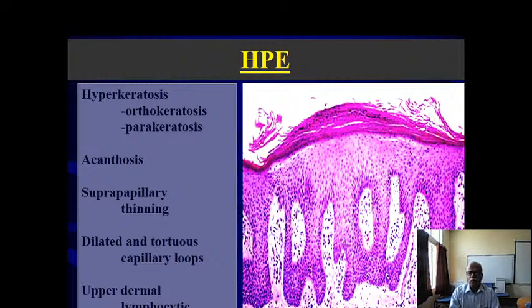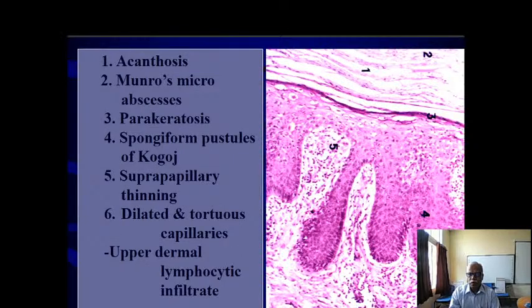Okay, here you can notice hyperkeratosis, orthokeratosis, parakeratosis, then acanthosis. Acanthosis is proliferation of all the epidermal layers. Then suprapapillary thinning, the dilated tortuous capillary loops, and upper dermal lymphocytic infiltration. Same thing in detail, well labeled.